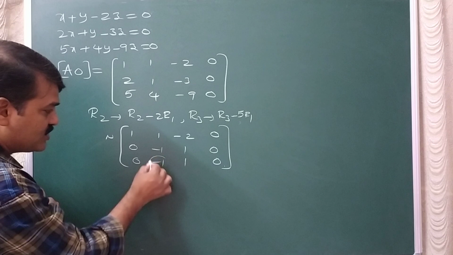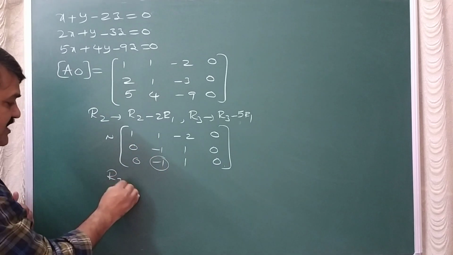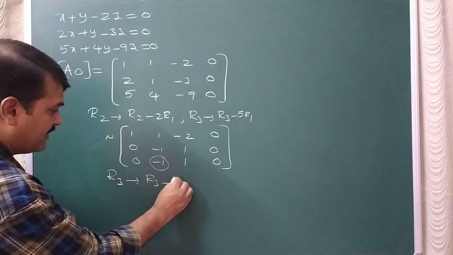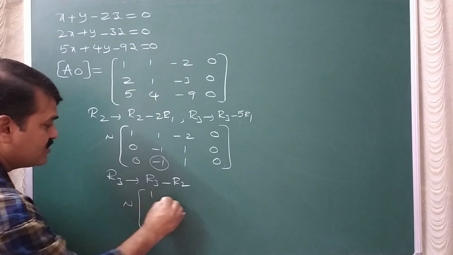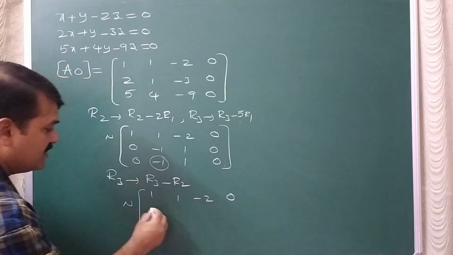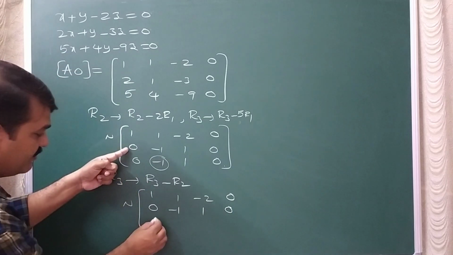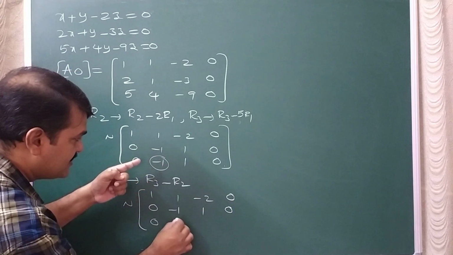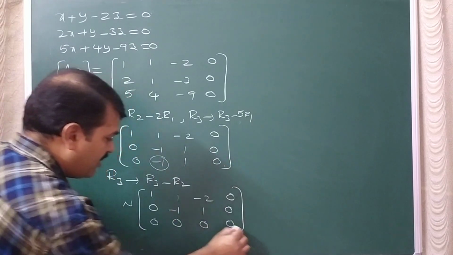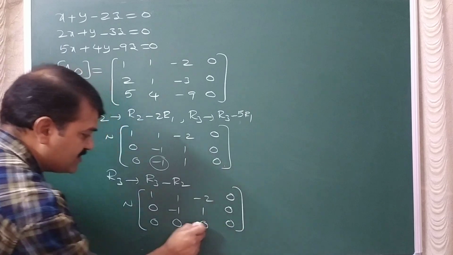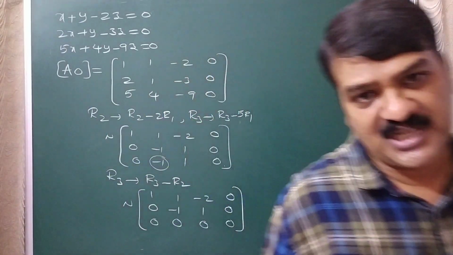Second step, I should get 0 in this place. To get 0 in this place, very easy. I will do R3 minus R2. So R3 minus R2, first row same, second row same. R3 minus R2: 0 minus 0, minus 1 minus minus 1, 1 minus 1, last column anyhow 0. So you got all zeros in the last row. That means the system has infinite solutions.